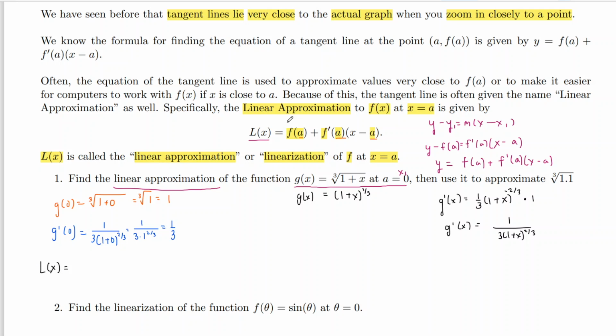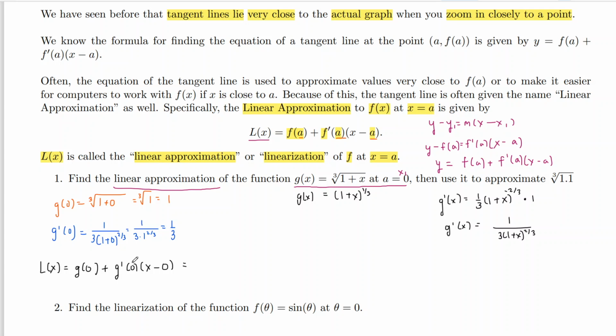Before I plug in, I'm going to turn this formula for linearization into the one specifically for us. We have the letter G instead of F, so everywhere you see F, put G, and we're doing it at a equals 0. So the first part is g of 0 plus, next part, g prime of 0 times parentheses x minus 0.